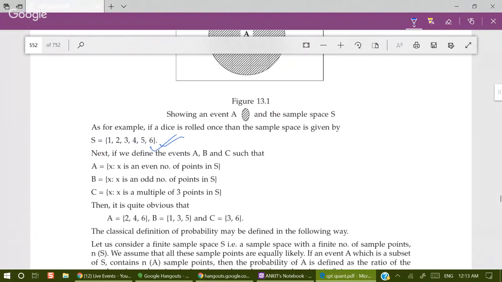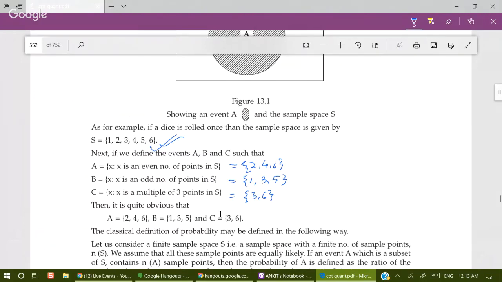If we define the events A, B, C such that A is an even number of points in S, the event of an even number occurring, B is the event of an odd number occurring, and C is the event of a multiple of 3. So A can be written as 2, 4, 6. B can be written as 1, 3, 5, and C can be written as 3, 6.